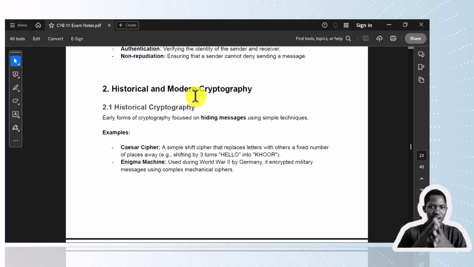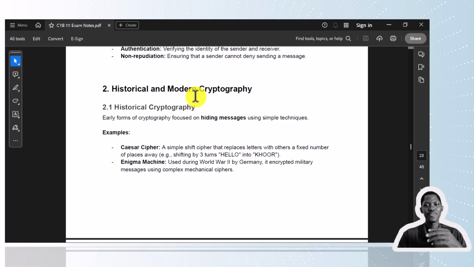Look at this example of hello. Hello is turned into khoor. How did this happen? In your alphabet A, B, C, D, E, F, you have H somewhere, right? And you are using three shifts. So from H, you are going to count 3 other letters: I, J, K. K is the third letter from H. So H will be replaced by K. Let's check E. After E you have F, G, H. So E will be replaced by H. And so on and so forth. So that is Caesar cipher.